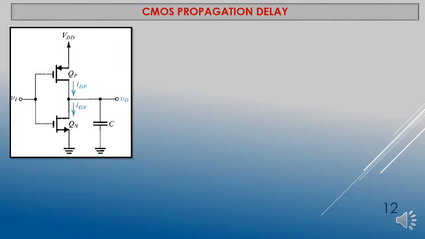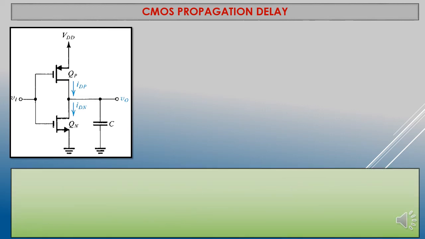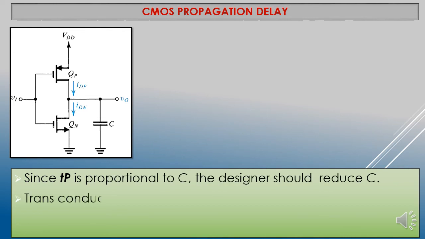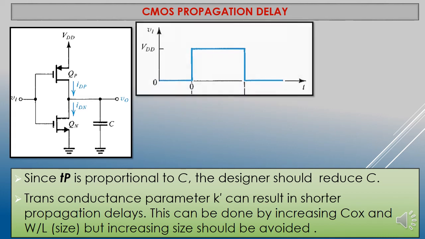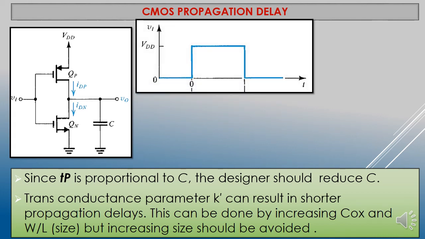Now we will talk about the propagation delay. But propagation delay of CMOS is not 0. It has some value. Let's assume this is an input pulse, and let's assume it is ideal. Ideal means there is a sharp change, but when input goes from 0 to 1 or 0 to VDD, here capacitance C takes some time to charge the capacitor.